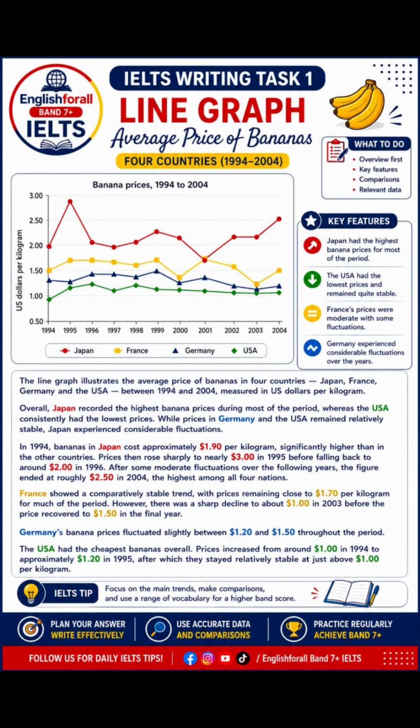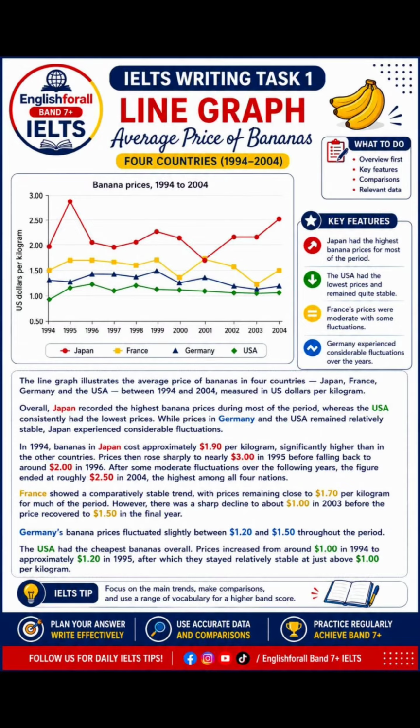So the key features in this line graph are that the red line that shows Japan has the highest banana prices for most of the period. This is one point that you have to keep in mind. The second point is the green line, that is the USA. The USA had the lowest prices and it remained stable. The third one is the yellow line. The yellow line shows France. France prices were moderate with some fluctuations. And the last one we have is Germany. Germany experienced considerable fluctuations over the years.